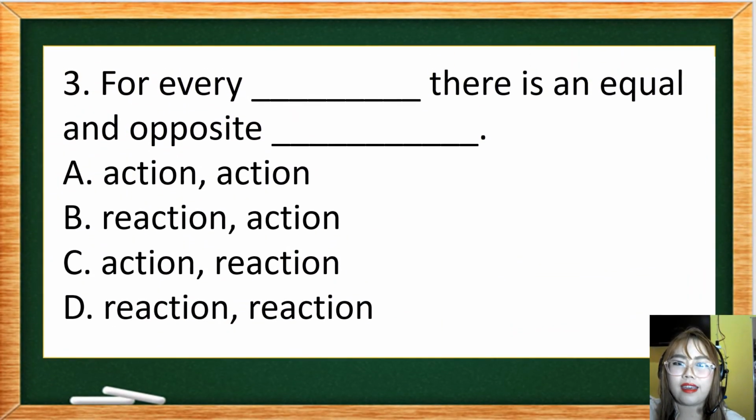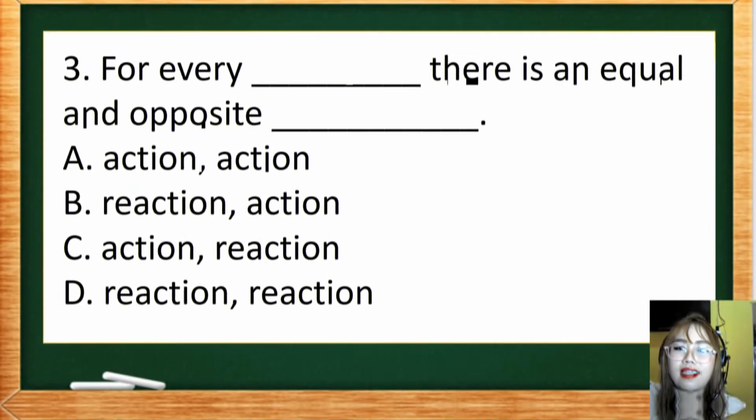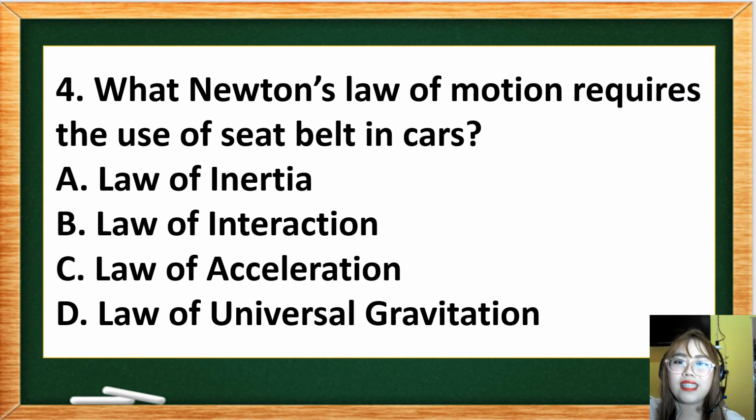Number 3. For every blank, there is an equal and opposite blank. A. Action, action. B. Reaction, action. C. Action, reaction. Or D. Reaction, reaction. Number 4. What Newton's law of motion requires the use of seat belt in cars?